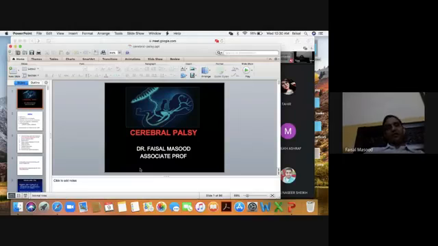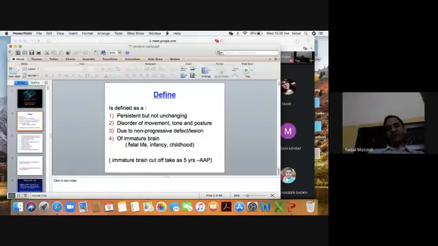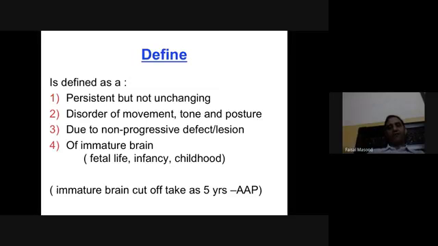So this is all about cerebral palsy. The take-home message is that it is persistent but unchanging. A disorder of movement, tone, and posture due to a non-progressive defect or lesion of the immature brain. This lesion may be acquired in the mother's tummy, which is prenatal, while coming into this world, which is perinatal, or during infancy, the first 3 years of life, when the brain of the child is very immature and is affected most of the time.